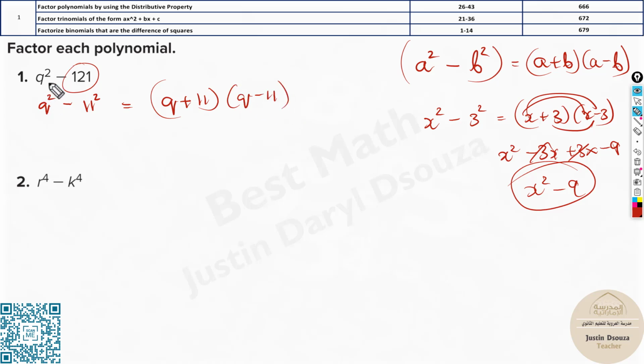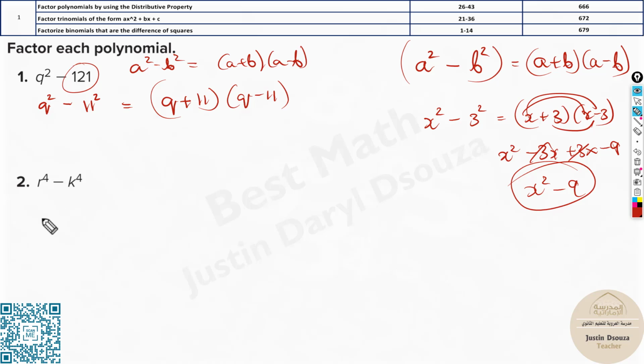Now, if it's in the writing exam, don't just write this answer. First, write the formula. a squared minus b squared equals a plus b, a minus b. This is the identity. And after this only, please write this. Now, what about over here? The identity is not for power 4. It is only for power 2.